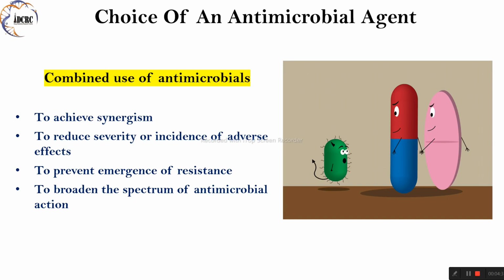2. Reducing adverse effects. In some cases, combining antibiotics synergistically allows for lower doses of each drug, thereby minimizing the risk of adverse effects associated with high doses. This is particularly important for antibiotics with narrow safety margins. 3. Preventing emergence of resistance. Using multiple antibiotics concurrently can hinder the development of resistance. Since mutations conferring resistance to one antibiotic are independent of those conferring resistance to another, the likelihood of a bacterium being resistant to both drugs is significantly reduced.